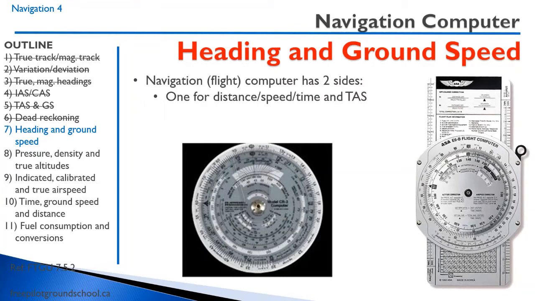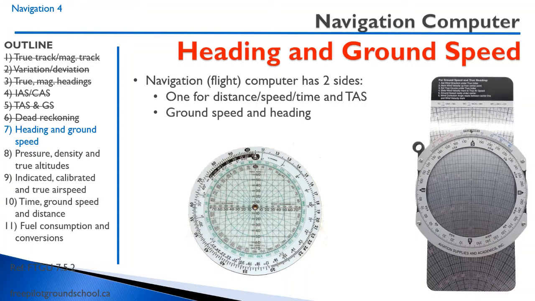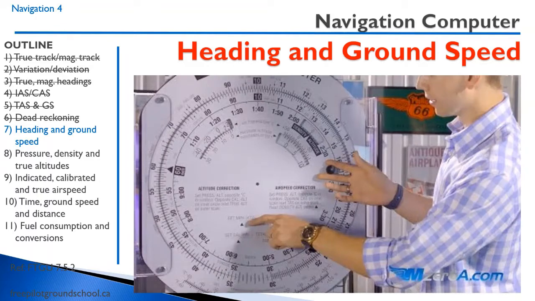Now, a flight computer has two sides. The first one is to calculate distance, speed, and time, as well as true airspeed based on calibrated airspeed and altitude. The second side is used for calculating ground speed and heading. Here's a video on calculating heading and ground speed using the E6B flight computer.